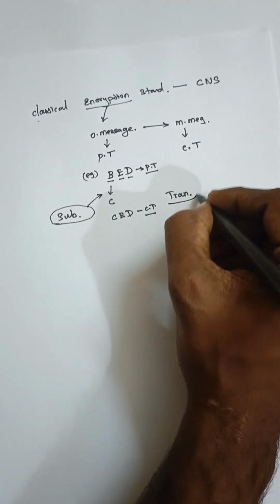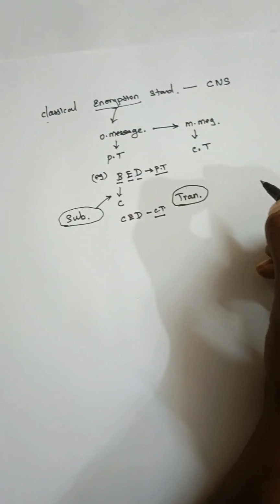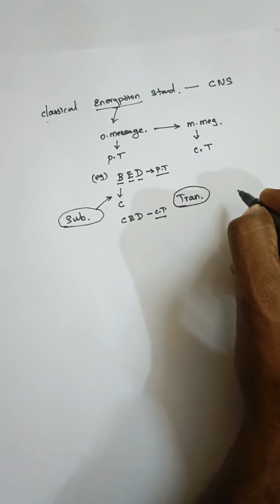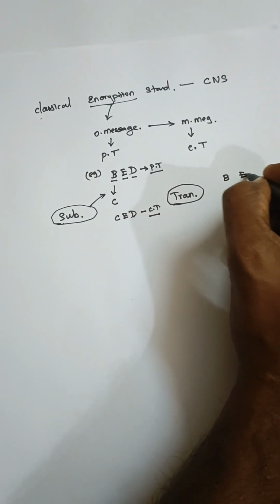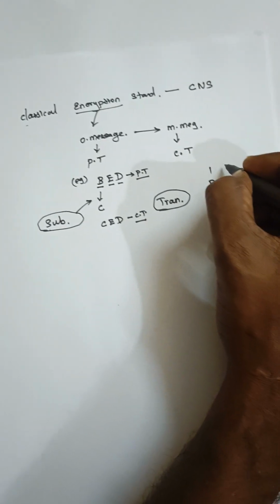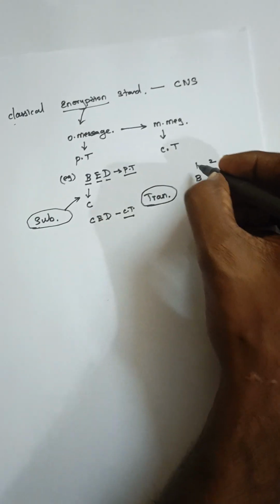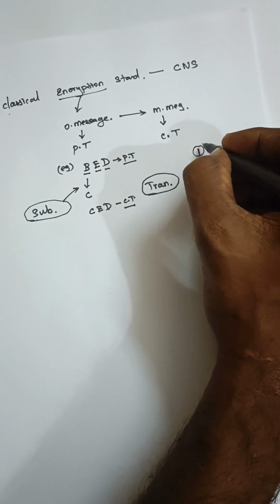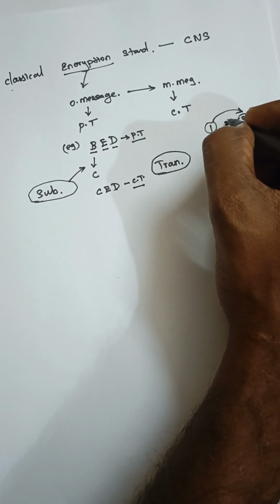And the second method we have is transposition. From the word itself we can understand what it is: transfer the position. Here we have an example, BED. Here B acts as 1, E is 2 and D is 3. We are going to change the positions of these places. Here 1 may become 3, 3 may become 2 and 2 may become 1.